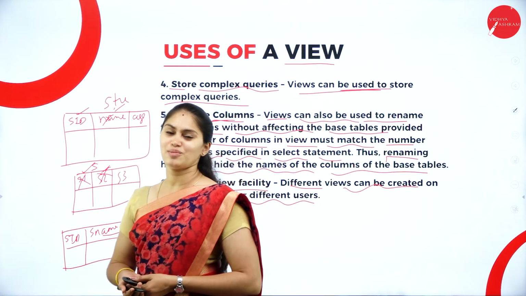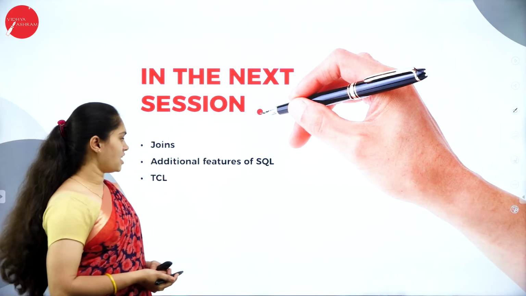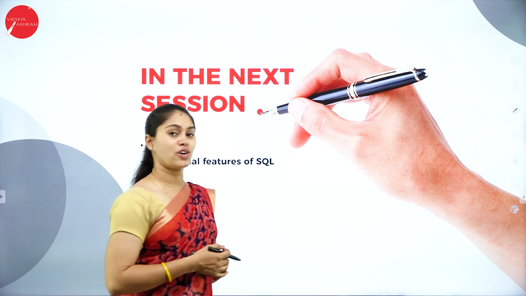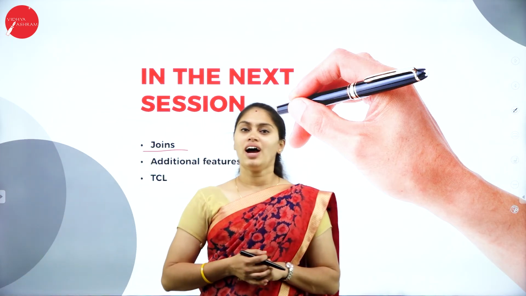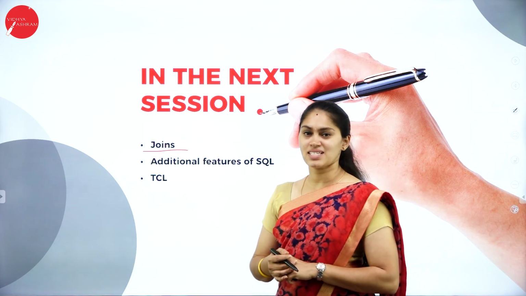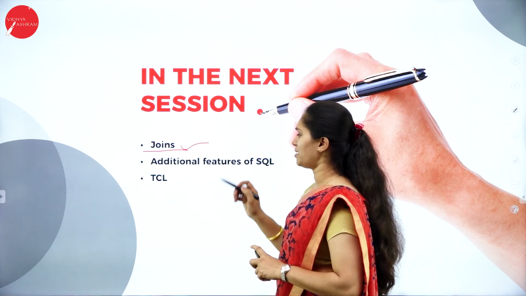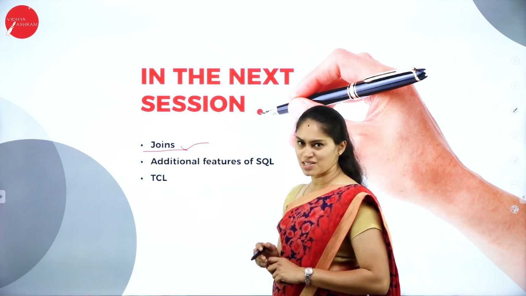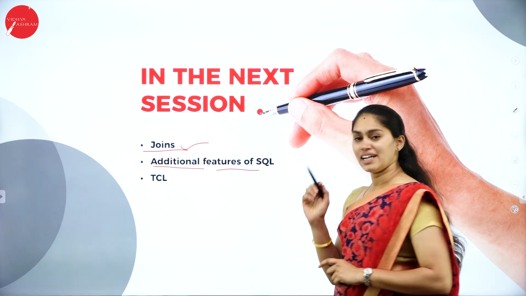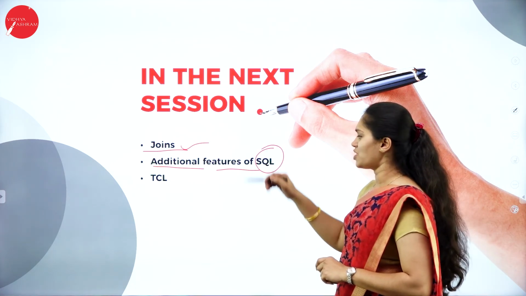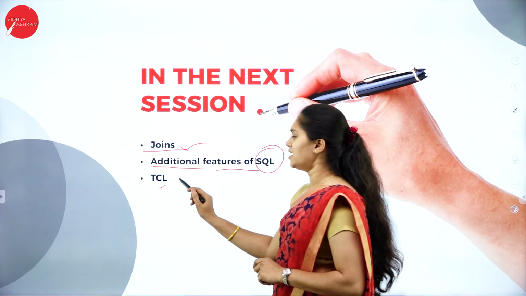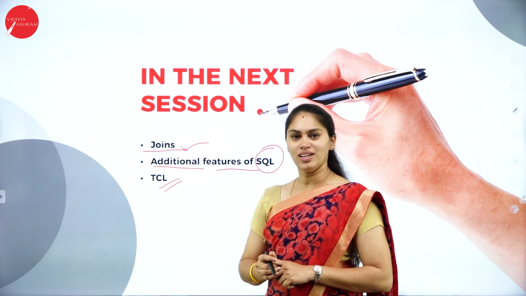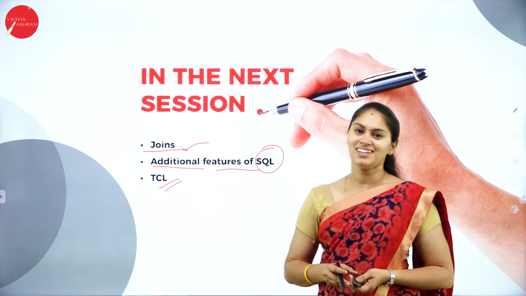I hope you all understood my today's session. In the coming session, we'll see how the join operation is performed. What do we mean by join? What are the types of joins we have, and how do operations take place in each type? I will be discussing that in my coming session. Along with that, as the last topic of this chapter as well as unit, we'll see what additional features we have in SQL. At last, we'll see what TCL, or transaction control language, is along with data control language. That will be the content of my next session.